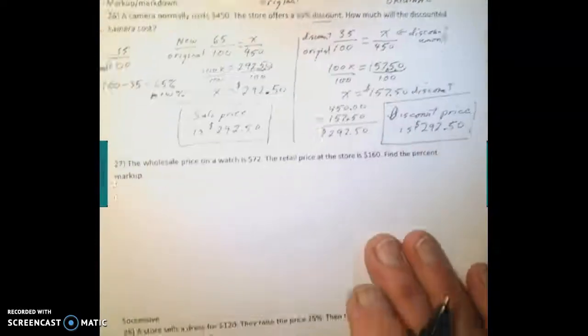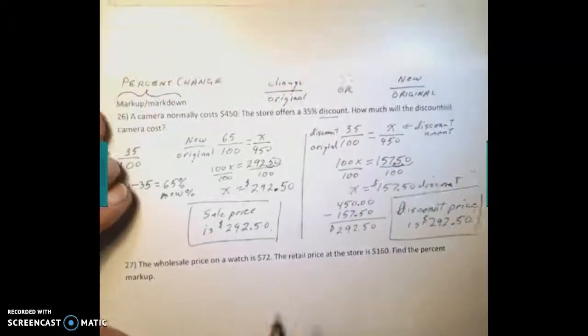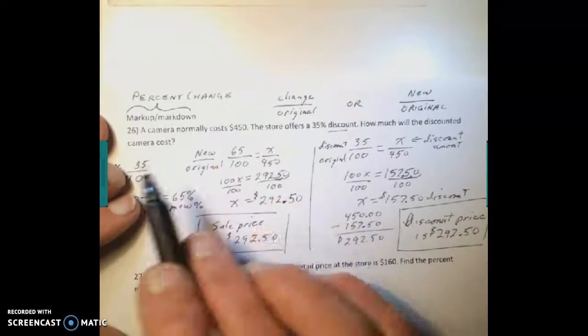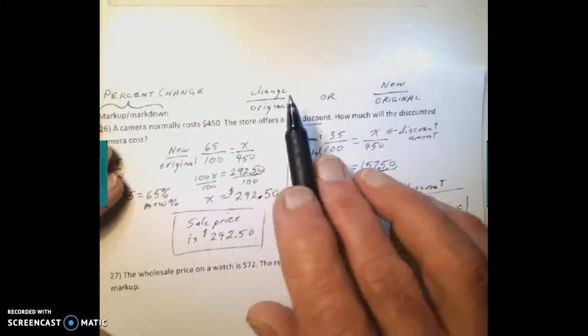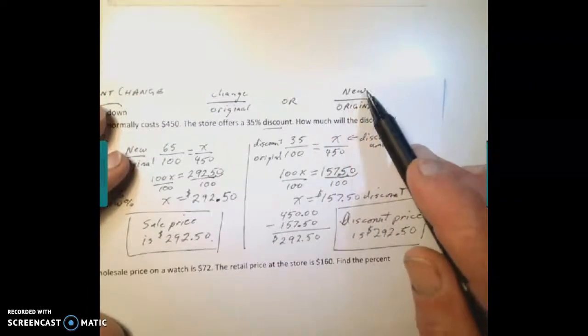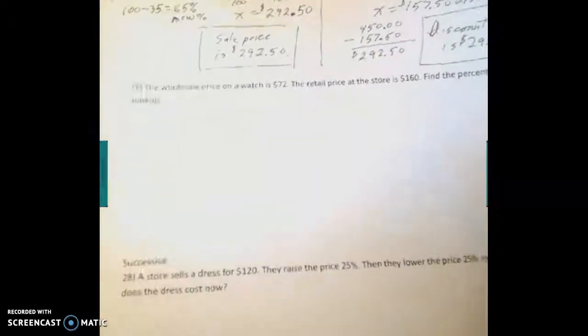Okay, Unit 6 Test Study Guide, question number 27. Again, this is in the markup and markdown section. That's a percent change type of problem, so we're going to have two ways that we could do it. We can do it as change over original or as the new price over the original. So I'm going to do this problem two ways.